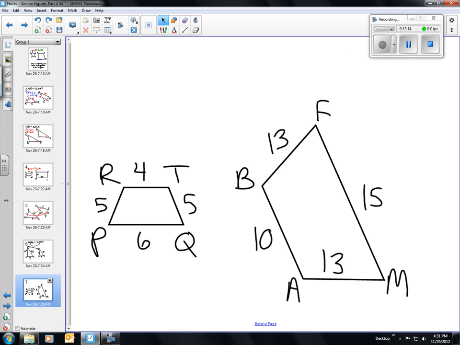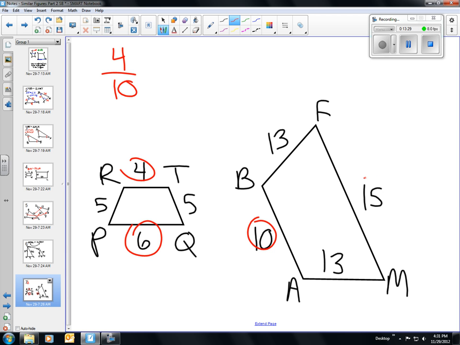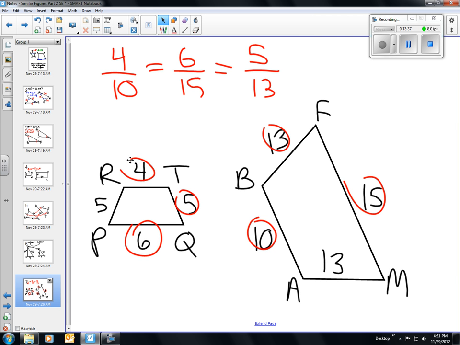And so the last figure we can look at tonight, we need to write the ratios for the corresponding parts to see if these are similar. So we'd say here 4 to 10, and then 6 to 15, and then 5 to 13. And when you do those calculations, when you divide each of those, you're going to find that they are not all the same. So these are not similar polygons.